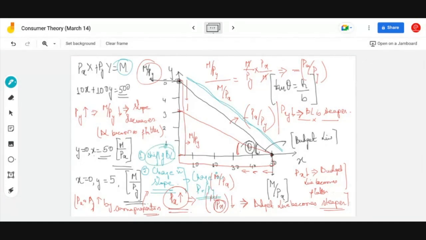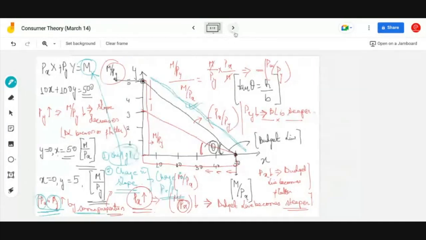A shift in the budget line will take place only when your income is changing. Because when your Px and Py are changing in the same proportion, this change in Px and change in Py, what will happen? This talks about your consumption. Will the shift in the budget line not take place when your Px and Py are changing in the same proportion? Or even when both Px and Py are changing, then too your budget line will change.